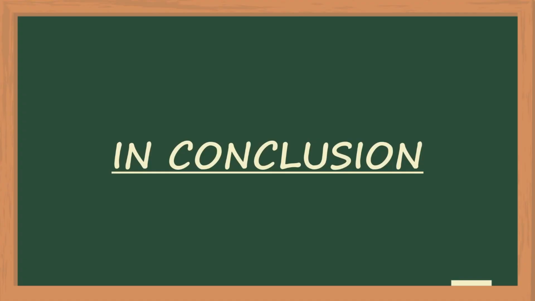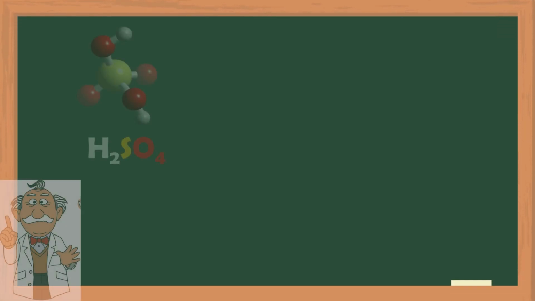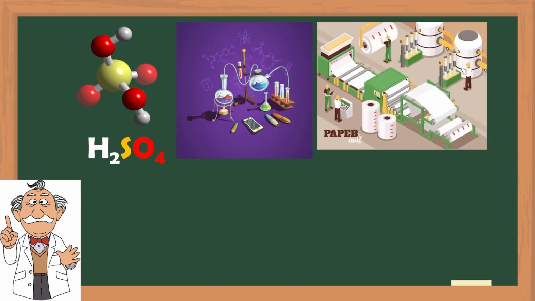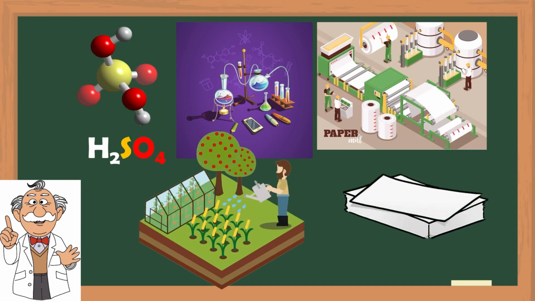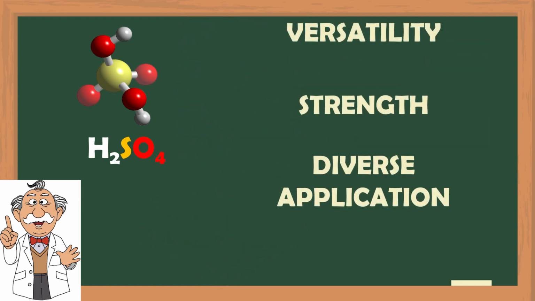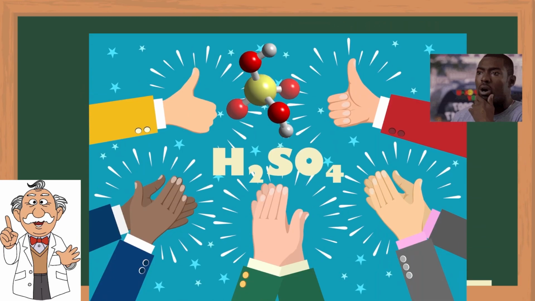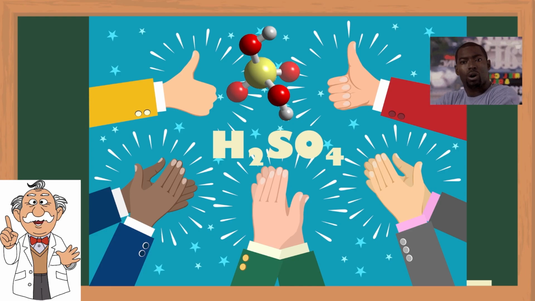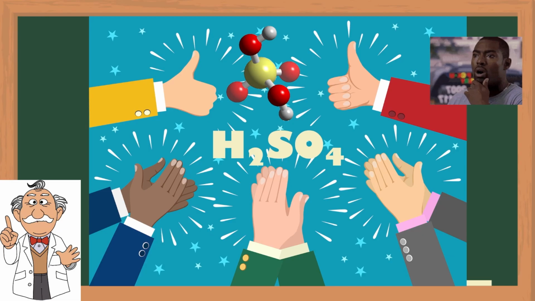In conclusion, as we have learned throughout this video, sulfuric acid plays an indispensable role in various industries, from chemistry and manufacturing to agriculture and even the production of everyday items like paper. Its versatility, strength and diverse applications make it a fundamental chemical in our modern world. So the next time you come across a product or process that you may not have realized depend on sulfuric acid, you'll have a deeper appreciation for this remarkable chemical.